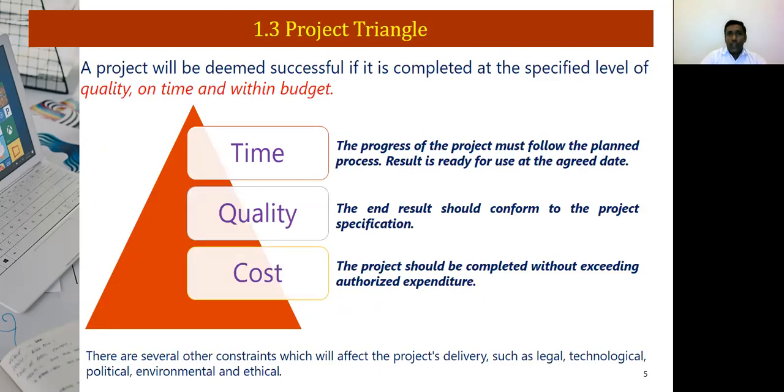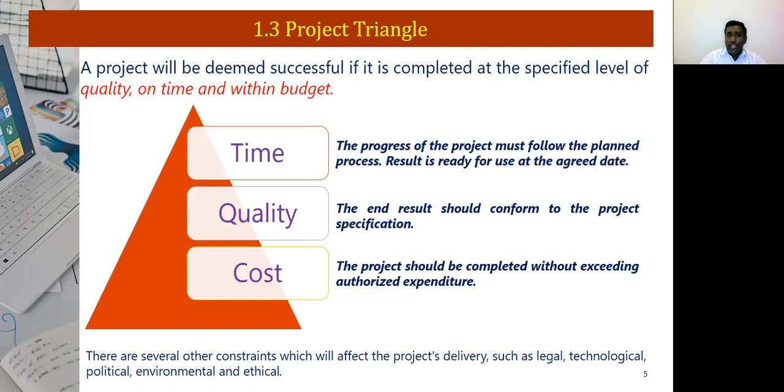Project triangle. When we are undertaking a project, we need to ensure there are three main constraints: time, quality, and cost. A project will be deemed successful if it is completed at the specified level of quality, on time, and within the budget. So when we refer to time, we need to ensure that the project is being delivered on the agreed date. Quality, where the output of the project matches the project specification. Cost, it has to be well within the budget.